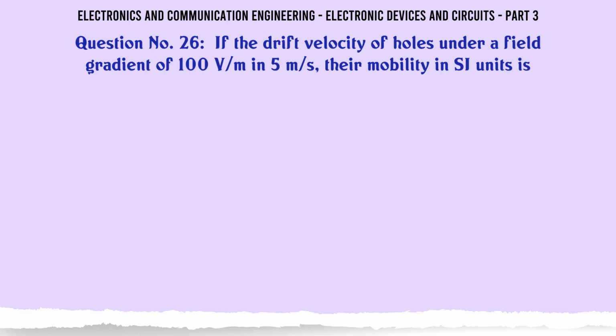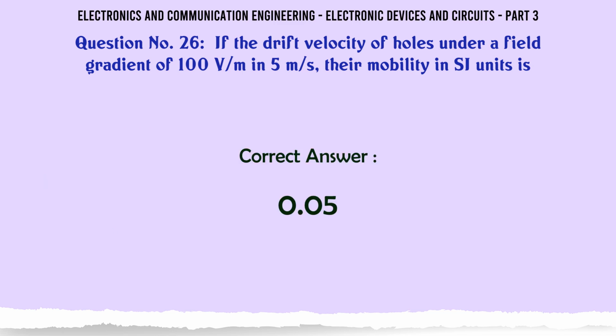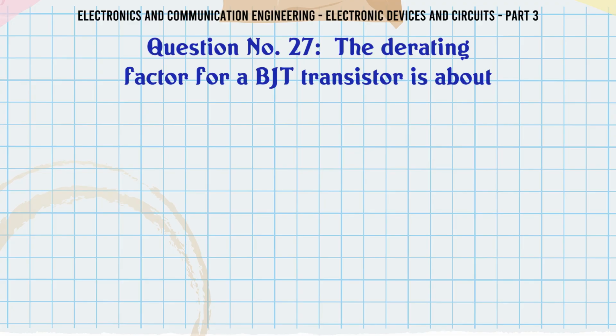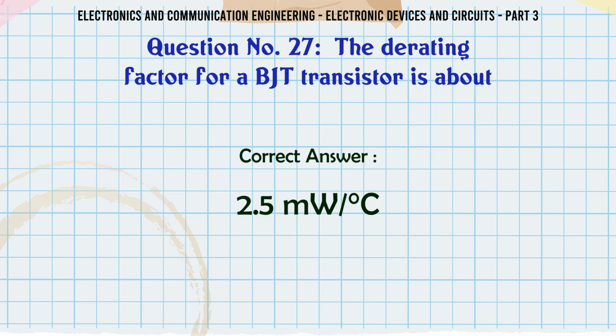If the drift velocity of holes under a field gradient of 100 V/m is 5 m/s, their mobility in SI units is: A 0.05, B 0.5, C 50, D 500. The correct answer is 0.05. The derating factor for a BJT transistor is about: A 0.5 mW/°C, B 2.5 mW/°C, C 10 mW/°C, D 25 mW/°C. The correct answer is 2.5 mW/°C.